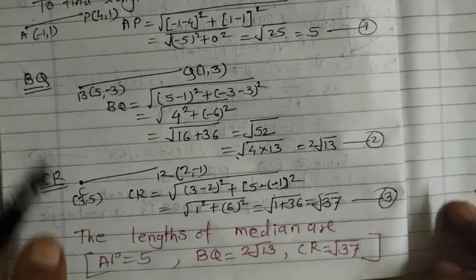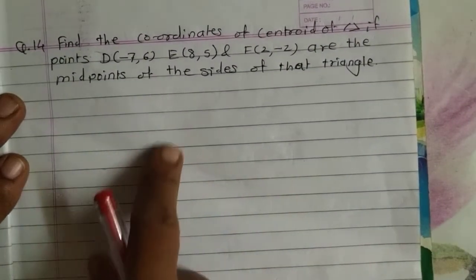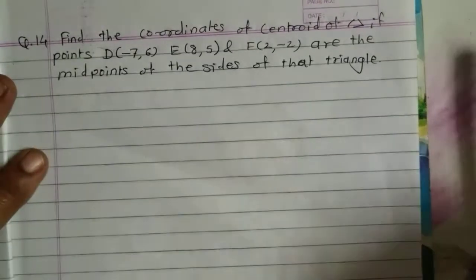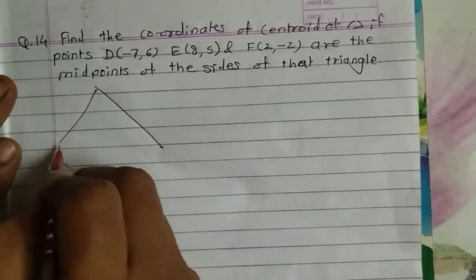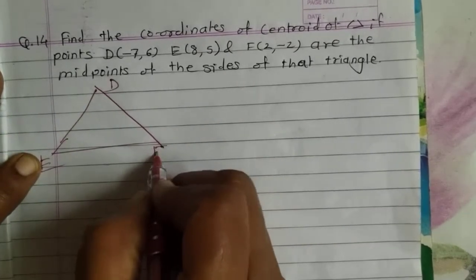And now we are seeing question number 14. What is question number 14? See here. Find the coordinates of the centroid if points D, E, F are the midpoints of the sides. Here these midpoints are given. Suppose this is the triangle D, E, F.